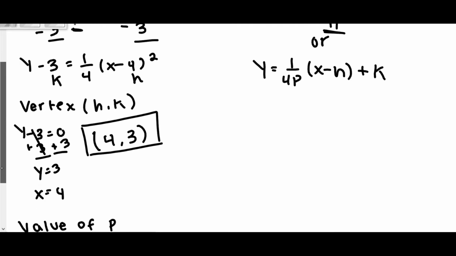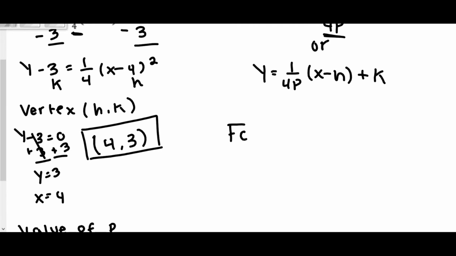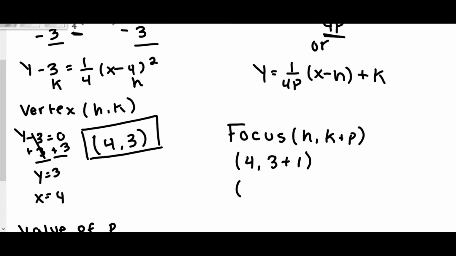Now let's look and find our focus. Our focus is the point that's equidistant, and the directrix is the line that's equidistant. So since our focus is a point, we're going to have an x value of h and a y value of k plus p. So our h is 4, and our k is 3, and our p is 1. So our focus is at 4, 3 plus 1, or 4, 4.